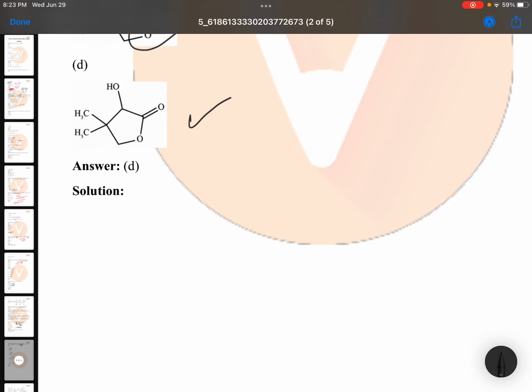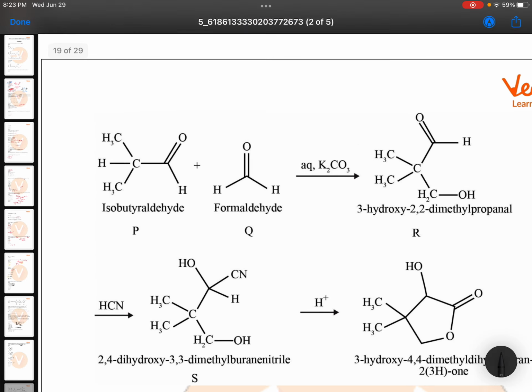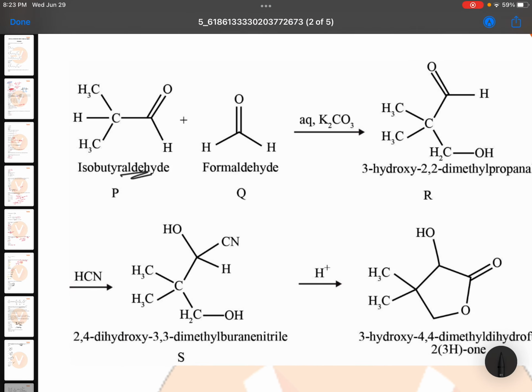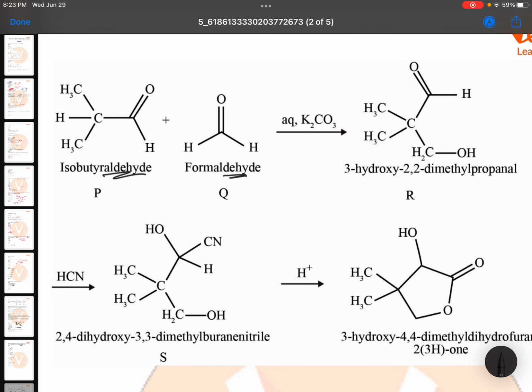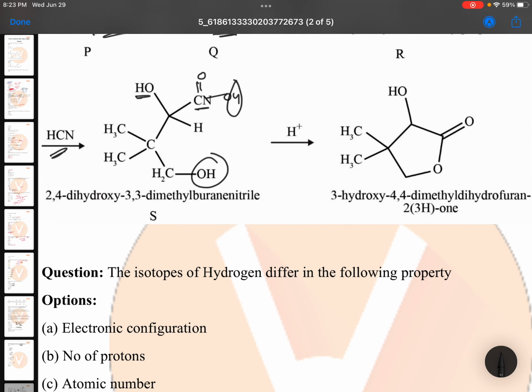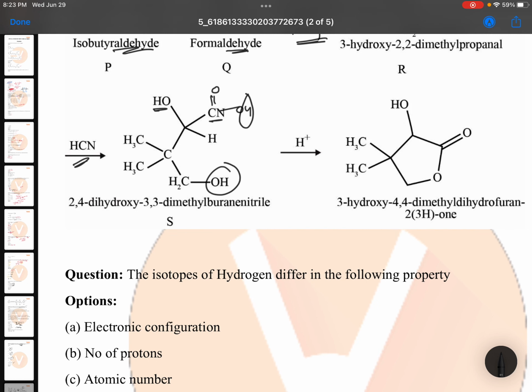Okay, just now I have seen this question. So, what happens here? What's actually happening here? This is isobutyraldehyde, and then reacting with formaldehyde, this is, you can say, an aldol reaction. So you get this compound. Then you are attacking with HCN, so this part will become OH and CN. Hydrolysis, this will become COOH. This is COOH, here there is OH, a water molecule will be lost, and you get 3-hydroxy 4,4-dimethyl hydrofuran. It seems a little complicated, but it's not a very tough question. Moderate question, you can say.